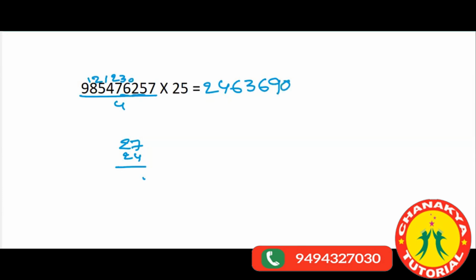Yeah, after keeping 0 here, you can take 25 now. Now 4 6s are 24 with remainder 1. So now it will be 17. 4 4s are 16. Final remainder is 1. What if 1 is the remainder? Then the last two digits will become 25. Good.